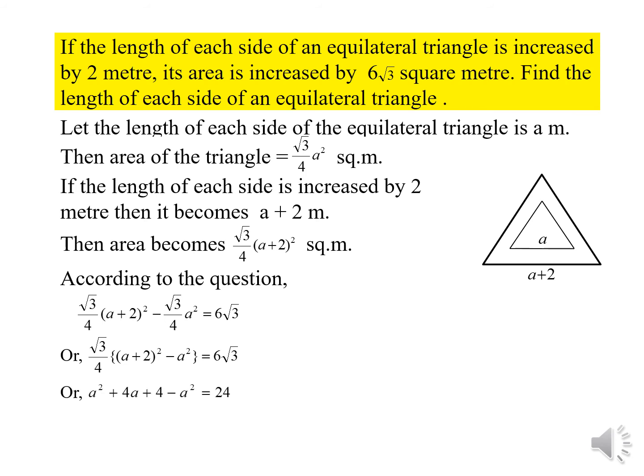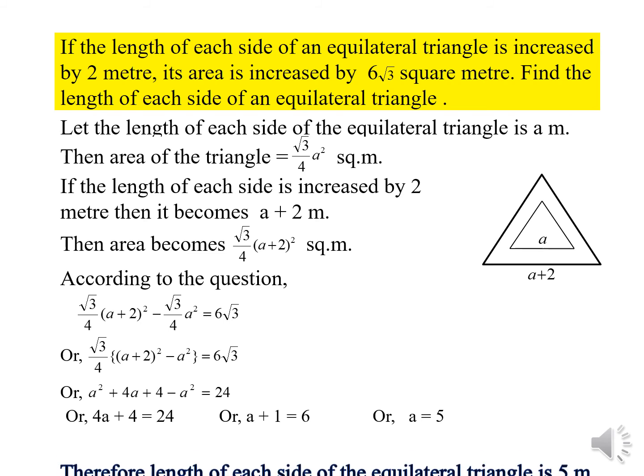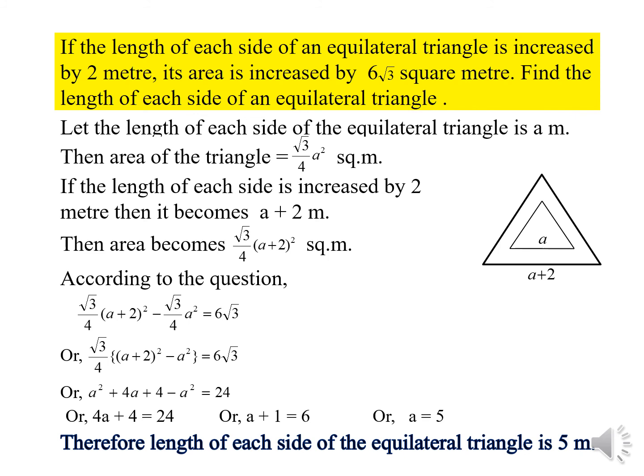Then by the formula of (A plus 2) whole square, A square plus 4A plus 4 minus A square, and root 3 cancels from both sides. And then if we shift 4 from left to right side, then it becomes 6 into 4, that is 24. So from the left side A square is cancelled. So here we get 4A plus 4 is equal to 24. From this finally we get A is equal to 5. That is, here A is the length of each side of the equilateral triangle. So therefore we can say that the length of each side of the equilateral triangle is 5 meter.